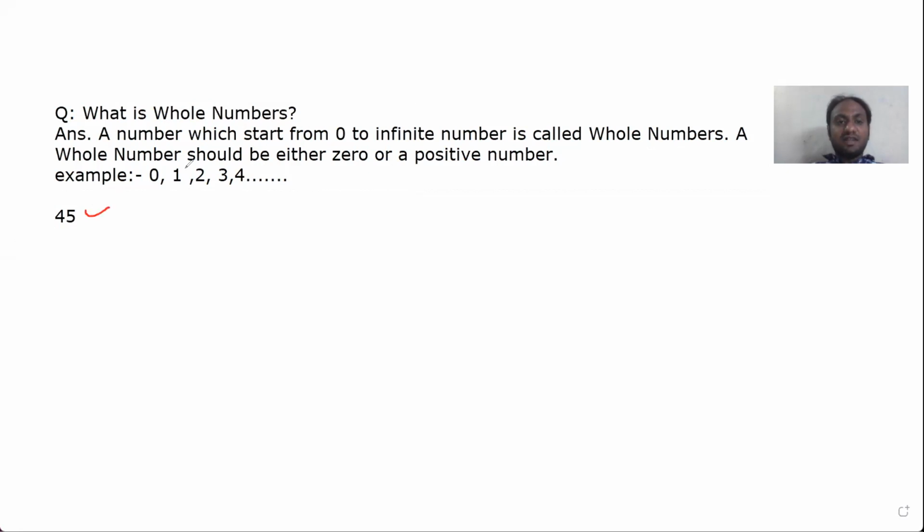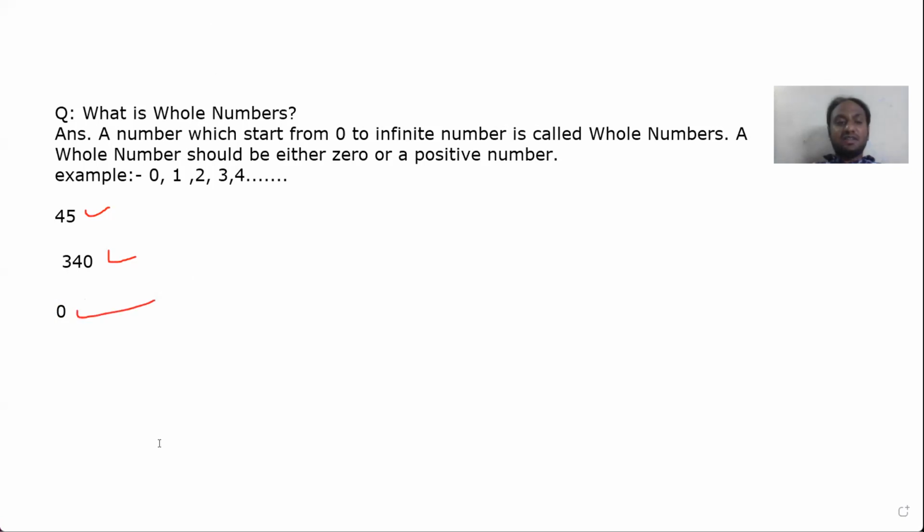No problem in this. Again, I'm going to ask about one more number, 340. Is this a whole number? Yeah, you can say yes sir, this is a whole number. Again, can I ask, is 0 a whole number? Can anyone tell? Yeah, 0 is a whole number because according to the definition, a number which starts from 0 to infinite is called a whole number. So yes, 0 is a whole number. I hope you get the point.